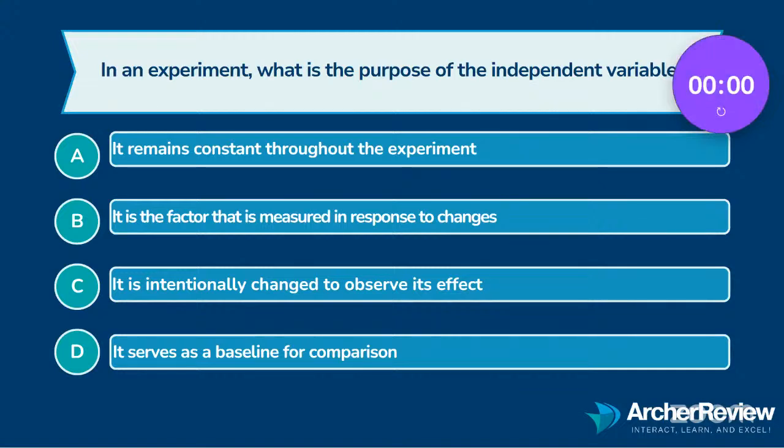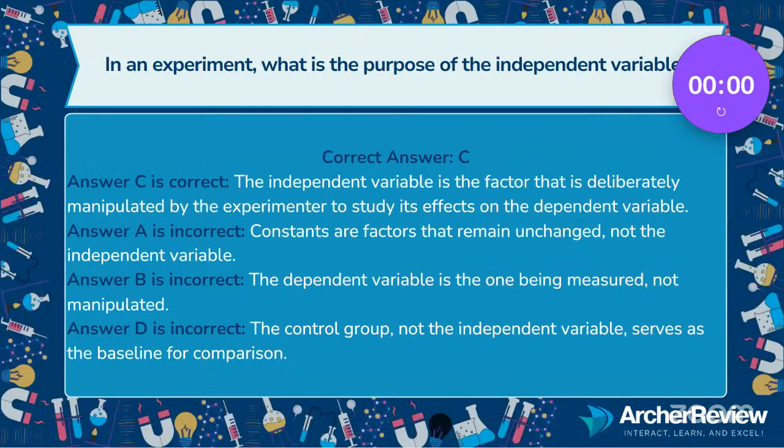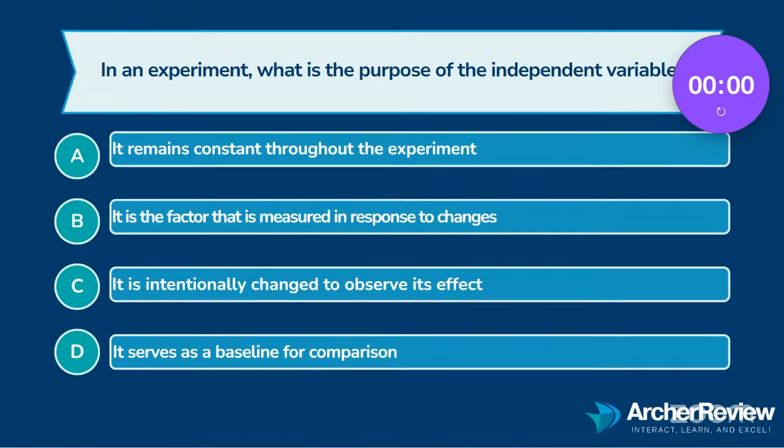Okay, I saw some correct answers. Let's take a look. Our correct answer is C. So well done, because I saw quite a few correct answers. So let's take a look. It is intentionally changed to observe its effect. The independent variable is the thing we want to know. Will this have an impact?